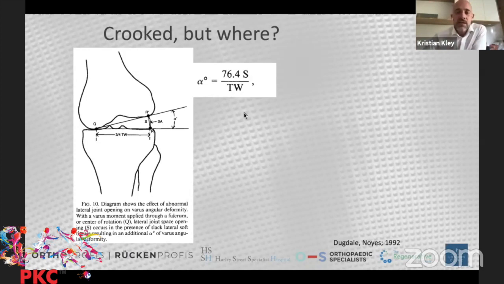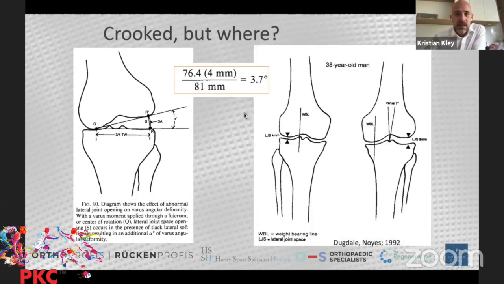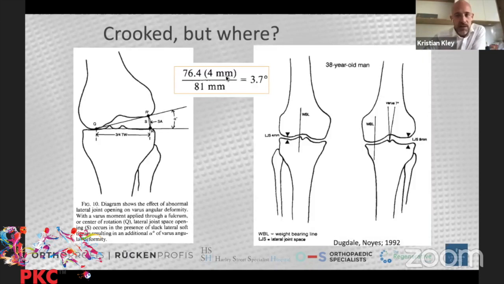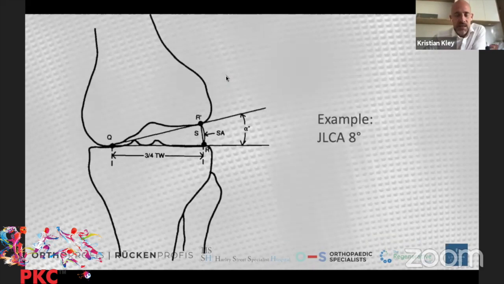Now there is a way of finding out. This is either by doing some x-rays, like stress x-rays, so you get a certain idea of how much it may change. But there is also a calculation based on an equation. This equation was made by Dugdale and Noyes based on 3/4 of the tibial plateau width. Basically, it gives you at the end a correction constant. The equation itself I can share with you, but it is very complex. It's basically the radians, 180 degrees divided by pi, and that gets you to the 76 correction constant. But let's not make it too complex.